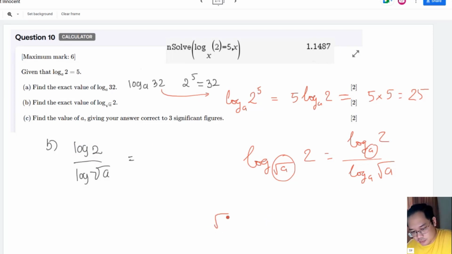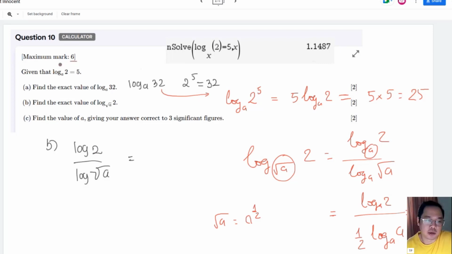Because the square root of a means a to the power of 1/2. So at the bottom here, I can bring the value 1/2 to the front, and inside we have log a of a. Log a of a is 1, okay? And on the top we have log a of 2. And log a of 2, according to the problem here, is 5. So that's 5 over 1/2, which is 4. Okay?